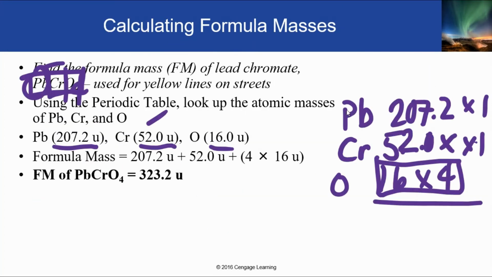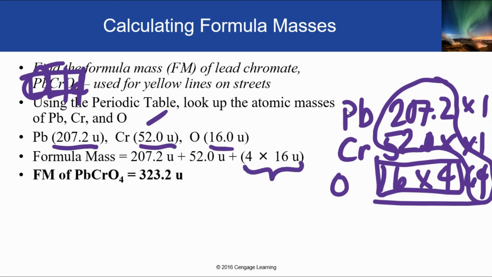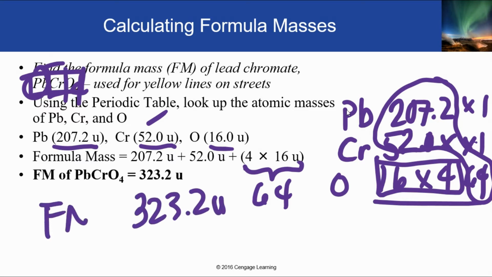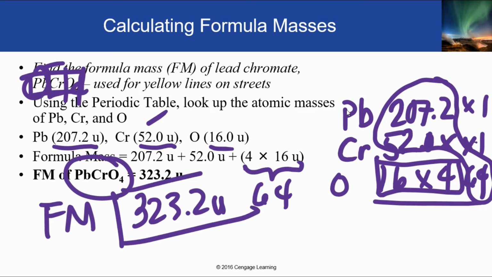So, 16 times 4, that's 64. So, ito ngayon i-add natin. 207.2 plus 52.0 plus 64, we will have a total of 323.2. That is the formula mass of this compound, lead chromate. Okay, so madali lang naman siya.